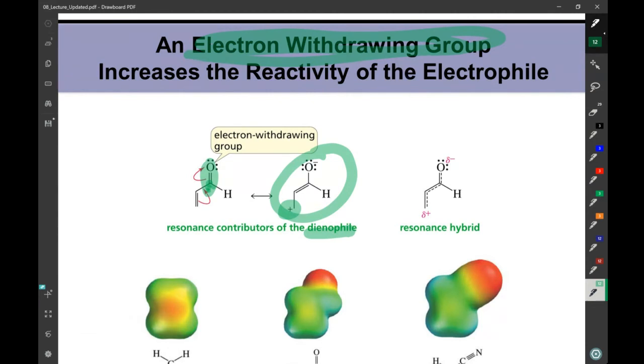So if you want your Diels-Alder reaction to work faster, you need to have an electron withdrawing group connected to the dienophile. That's basically the take-home message of this slide.